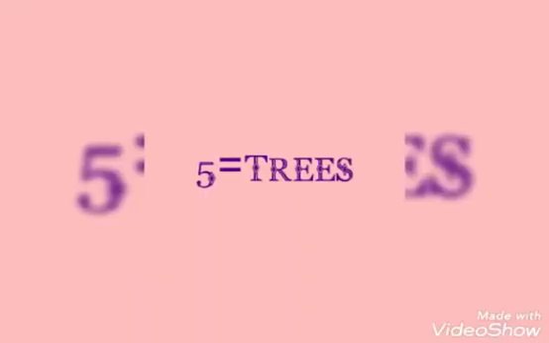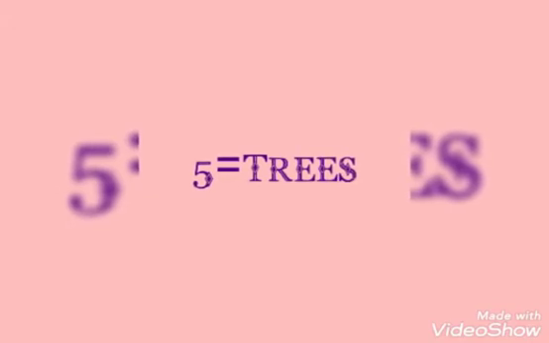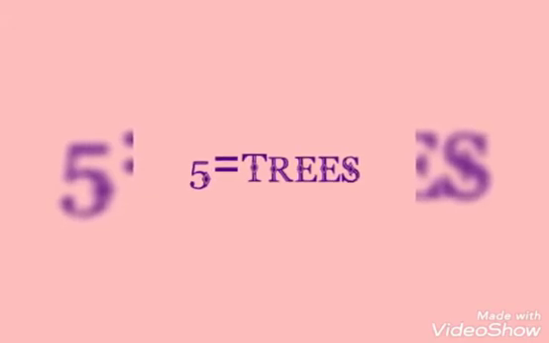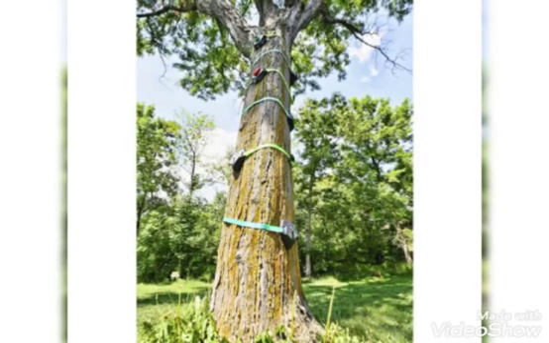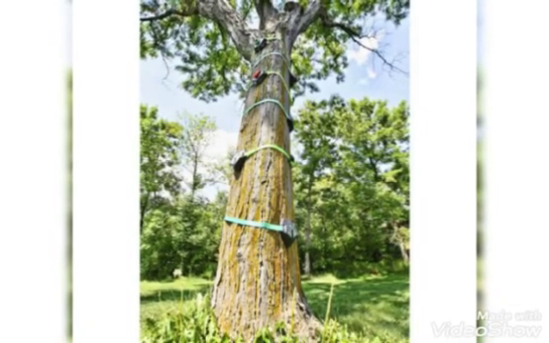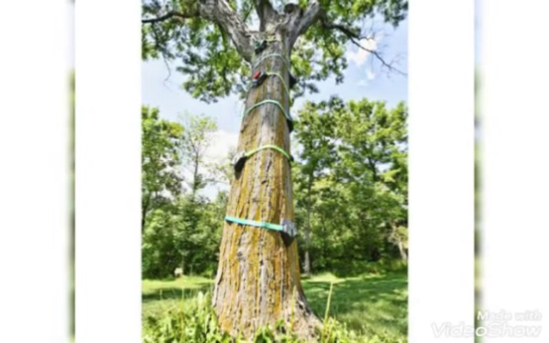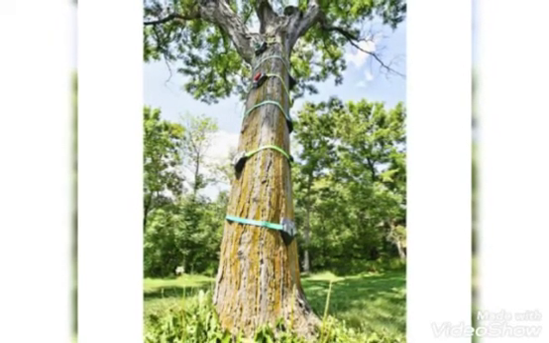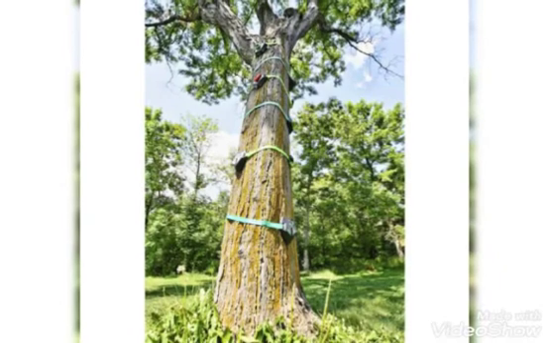Next we have trees. Students, these are the largest plants. They have a single woody stem called the trunk. Some trees are thousands of years old. Each year the tree grows a new ring inside the trunk. We can tell the age of the tree by counting these rings.